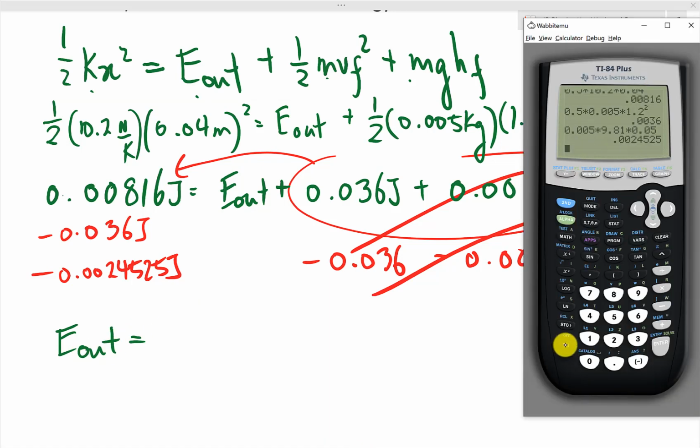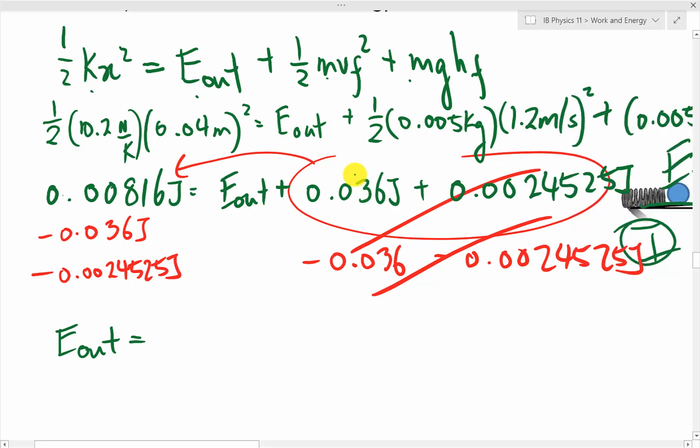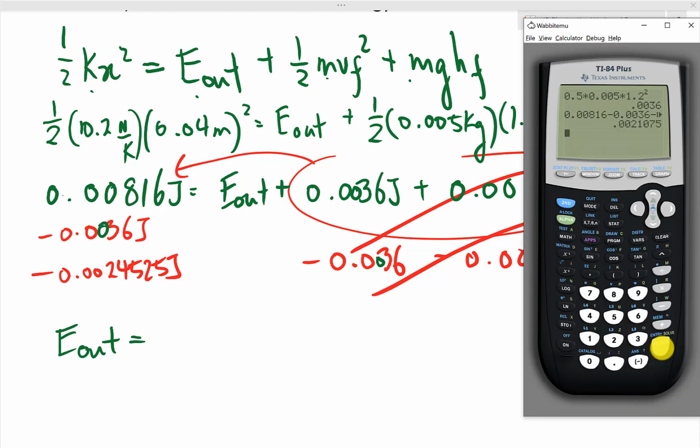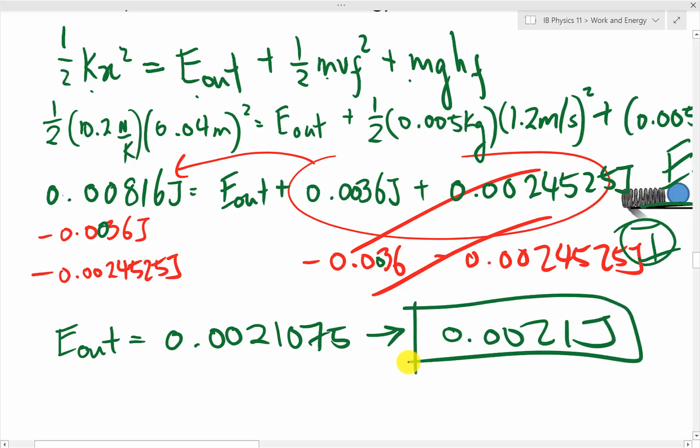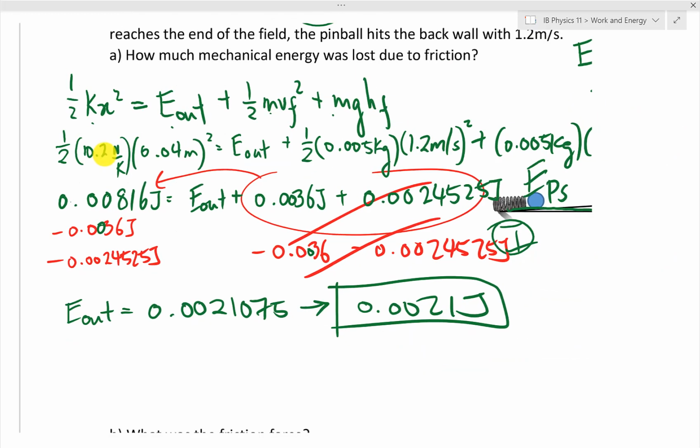Which then my energy out gives me... Oh, I'm now missing another 0 here. My apologies. I get 0.0021075. This is why I like putting all my numbers in at the end. Rounding to 2 sig figs, we get 0.0021 joules of lost energy. Doesn't sound like a lot of lost energy, but we don't have a lot of energy to start with anyways.